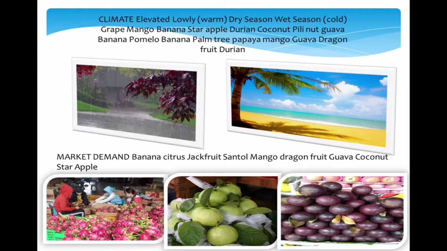And also durian. So for the market demand, mostly banana, citrus, jackfruit, santol, mango, dragon fruit, guava, coconut, and star apple are mabili sa market, no, commonly.